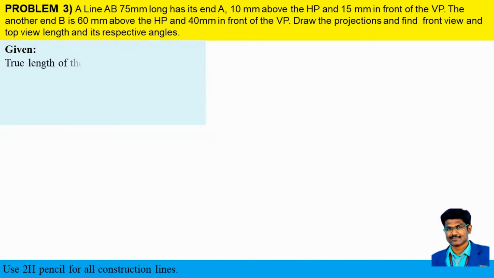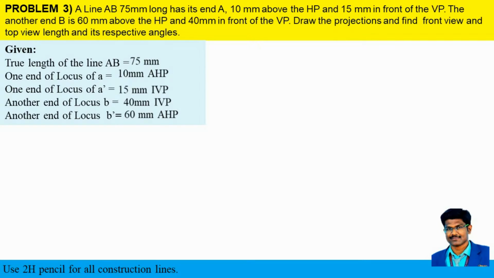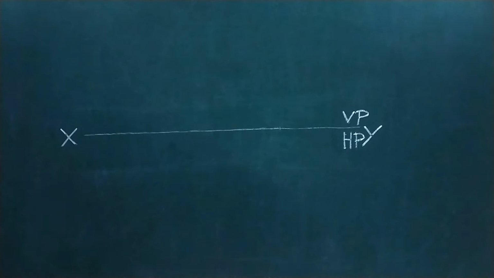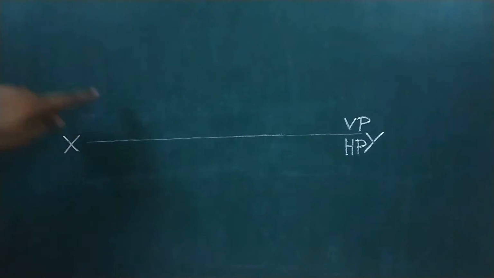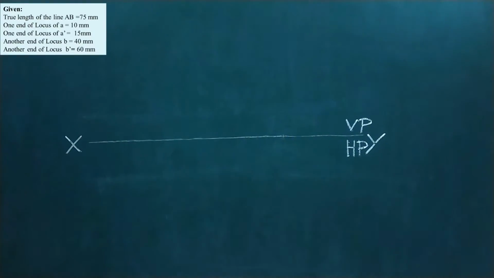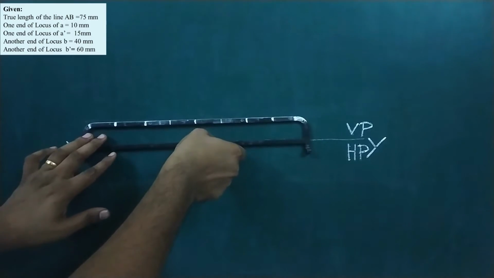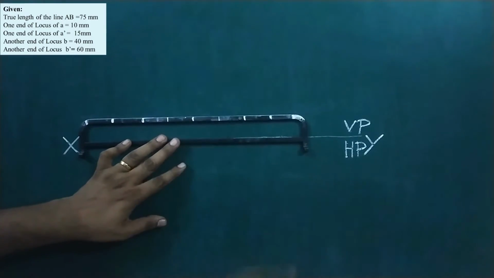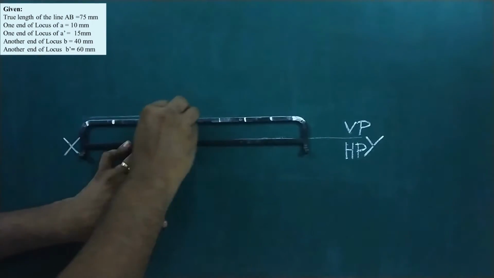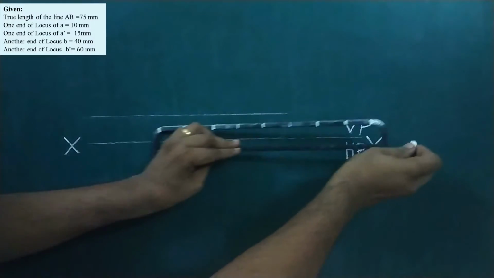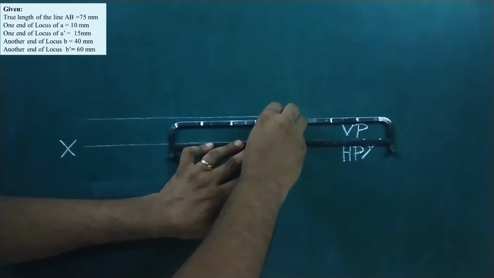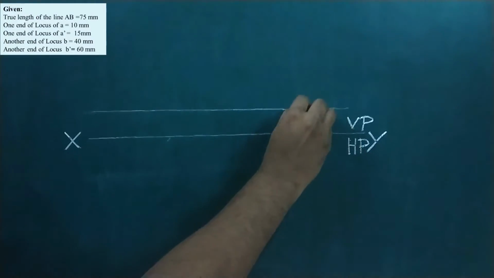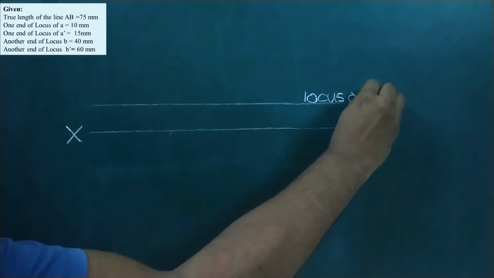The true length of the line AB is 75 mm. Now draw the XY line and mark VP and HP. Now refer to the given data, and the locus of A dash is 10 mm above the HP. From the XY line measure 10 mm and draw that locus line, name the line as locus of A dash, and show the dimension line also.